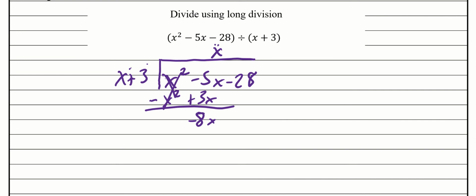Okay, and then once we're done with our subtraction, we're always going to bring down the next value. In this case, we only have one more value left. So I'll bring down that negative 28.